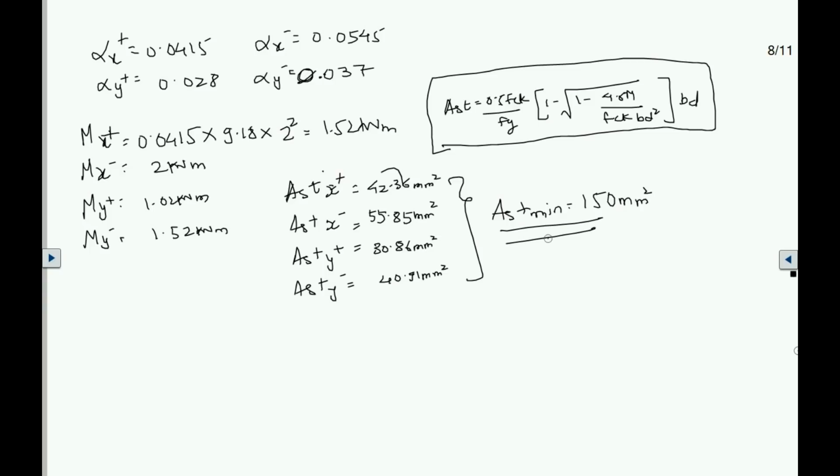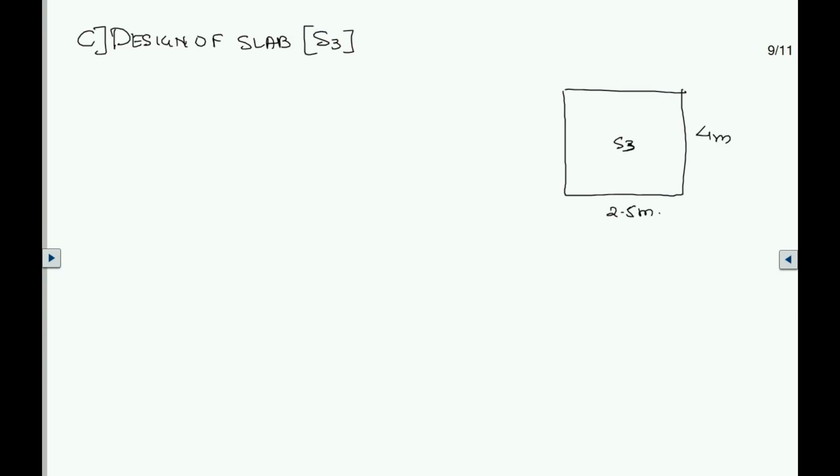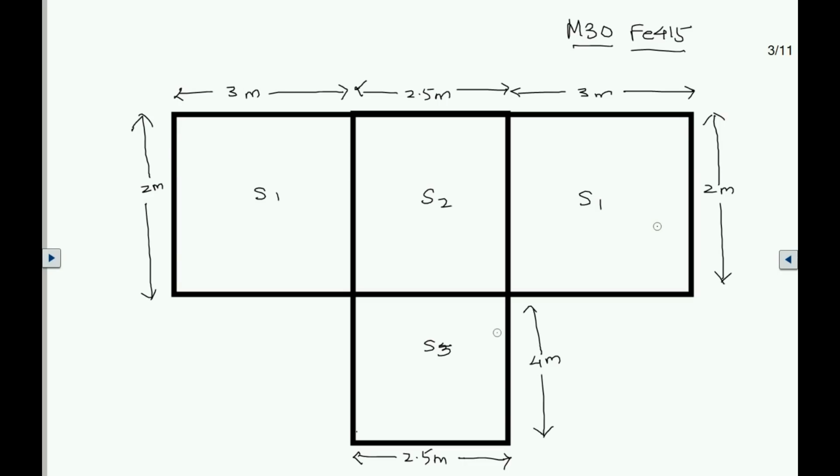Now we will design slab S3, and that will be the final slab. So this is just the S3 slab. It is 4 by 2.5 meter. The shorter span is 2.5 and the longer span Ly is 4 meter. Now if you see this plan over here, in the S3 slab, of the shorter edges, 2.5 meter, only one is continuous, but all the three other edges are discontinuous.